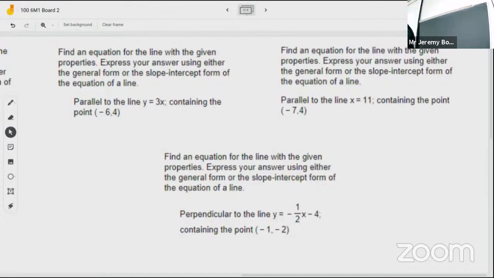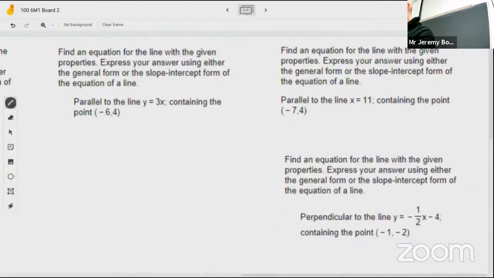So the first one, you want to find the equation of the line that's parallel to the line y equals 3x contained in the point negative 6, 4. Second one, parallel to x equals 11 contained in the point negative 7, 4. And the third one, perpendicular to the line y is equal to negative 1/2 x minus 4 contained in the point negative 1, negative 2. So these are pretty good. Let's see what we got.